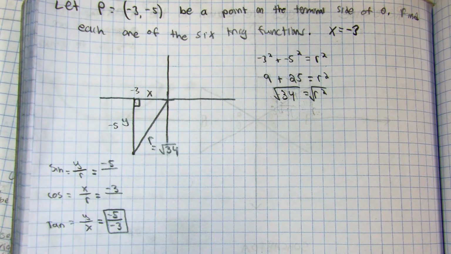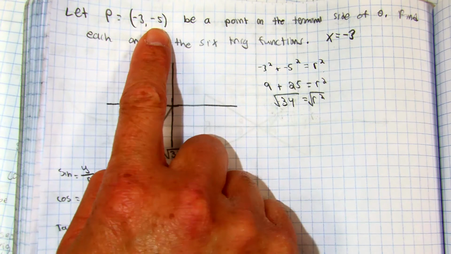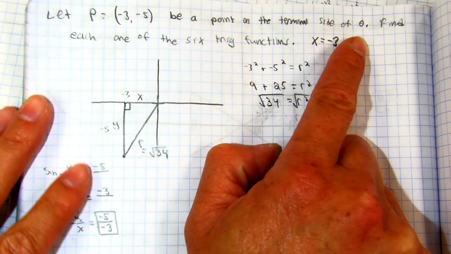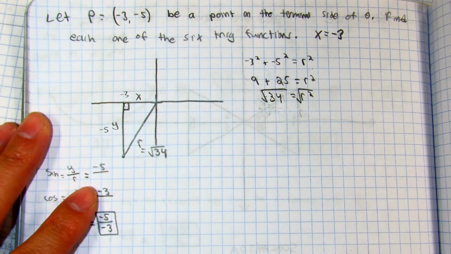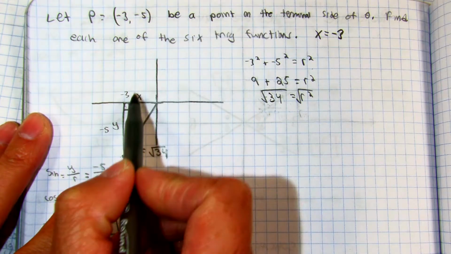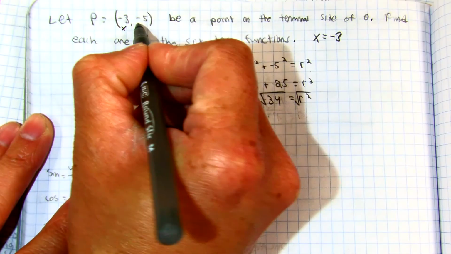Alright, so you were given the ordered pair (-3, -5), and that point is on the terminal side of theta. So this student drew (-3, -5). There's the ordered pair. So your x value is -3, and your y value is -5.